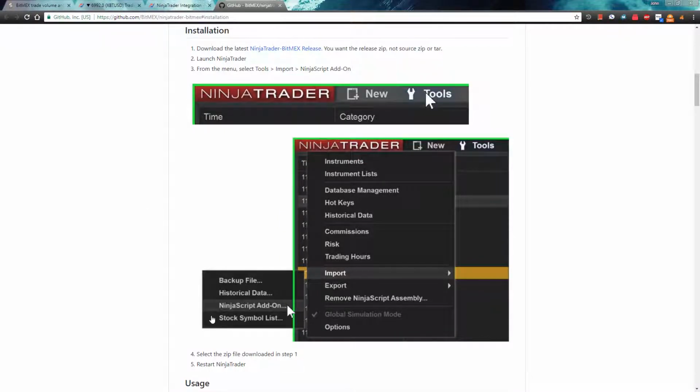Basically, all it is just downloading a NinjaScript add-on, importing it in NinjaTrader, and then logging in. That's it. It's a really, really easy, straightforward process for NinjaTrader 8, and just an awesome way to get Bitcoin futures, basically, or at least ones that look good, onto your charting for NinjaTrader.